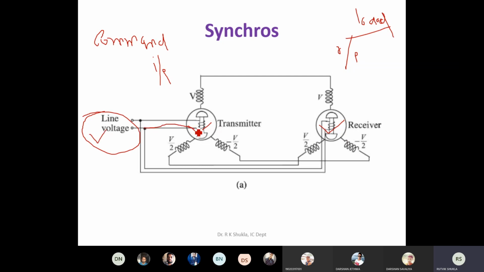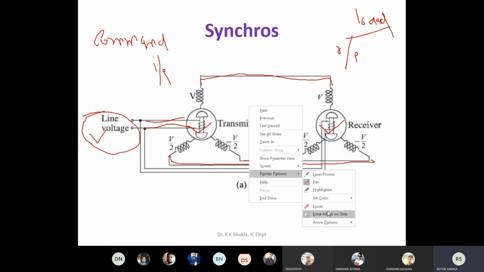The same voltage goes here as well, you can see the same voltage goes to the rotor of receiver as well. Now the stator voltages of this transmitter are directly connected to the stator voltages of receiver. Here you can see this directly goes to this, this directly goes to this, and this directly goes to this. Direct connection, just stator direct connection, rotor direct connection. Now let's see how it works.